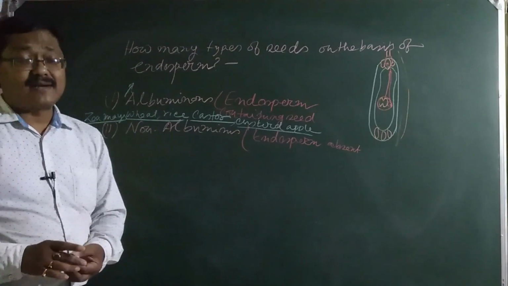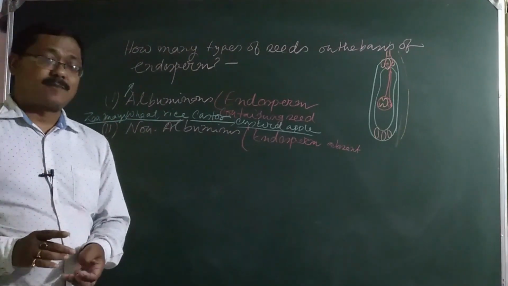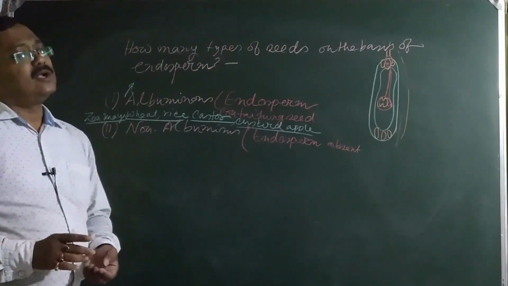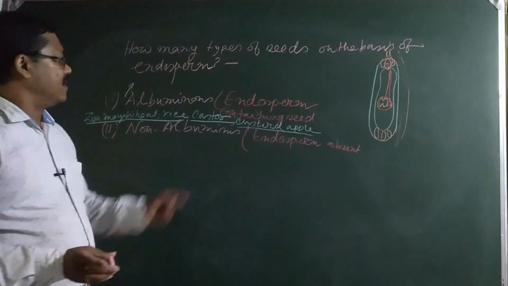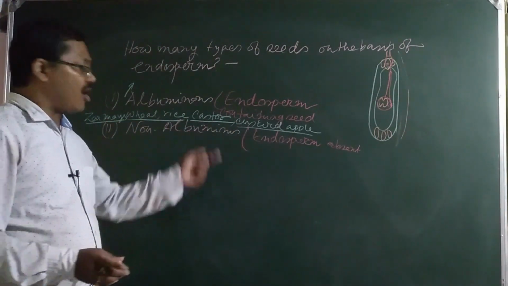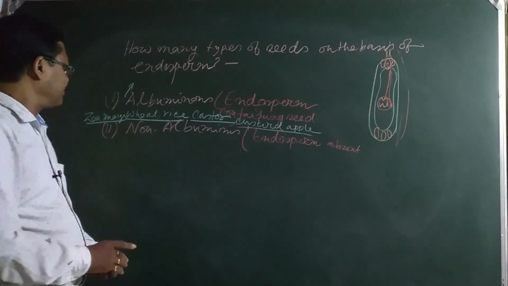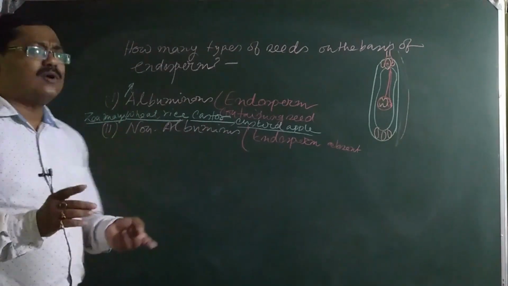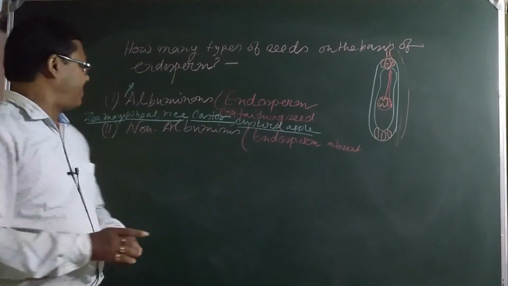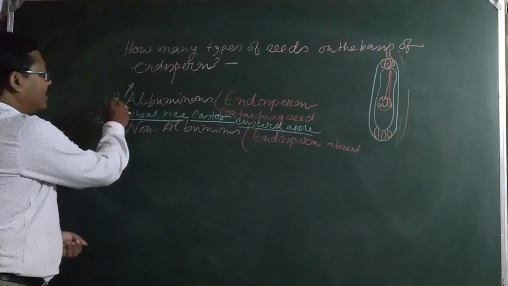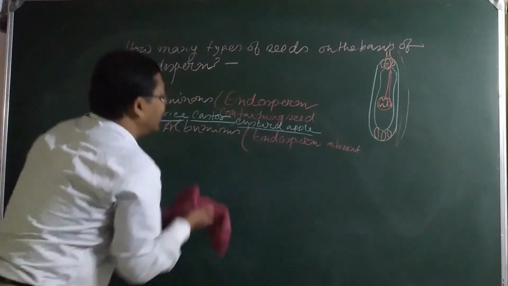Which dicot plants do not have endosperm? Most dicot plants do not have endosperm. Which dicot plants contain endosperm? Custard apple or castor have endosperm, and they are dicot plants. But only a few dicot plants do. So albuminous and non-albuminous plants are divided on the basis of their endosperm.